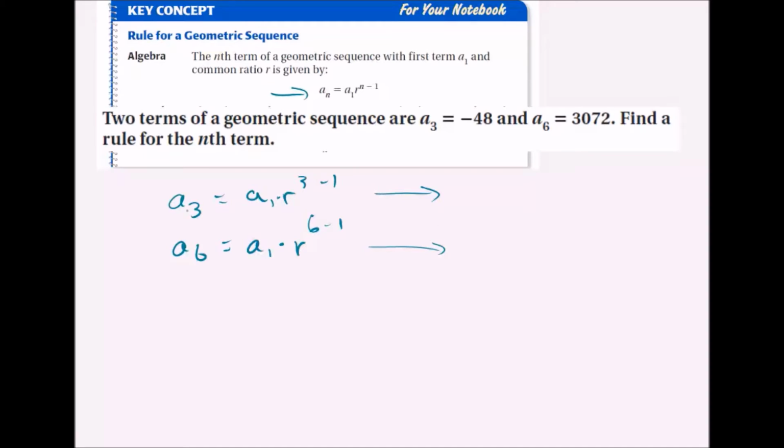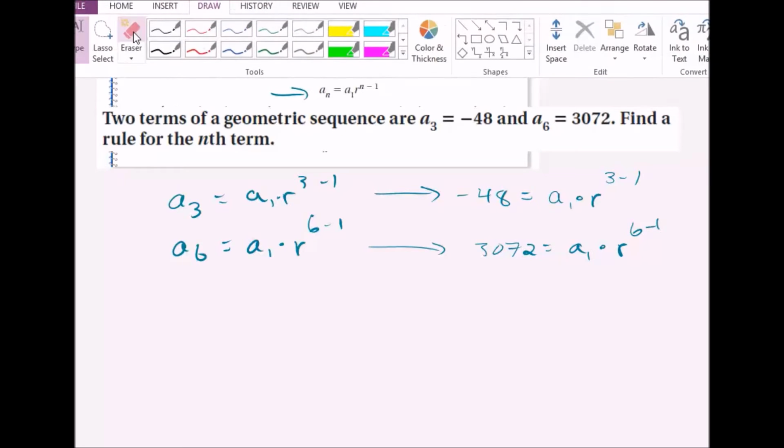We already know that when the number is 3, a sub 3 equals negative 48, so we can plug that in. And when it's 6, the term is 3072. Okay, I'll just go ahead and clean those up. 3 minus 1 is 2. 6 minus 1 is 5.